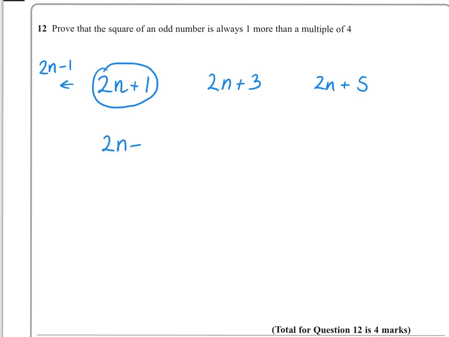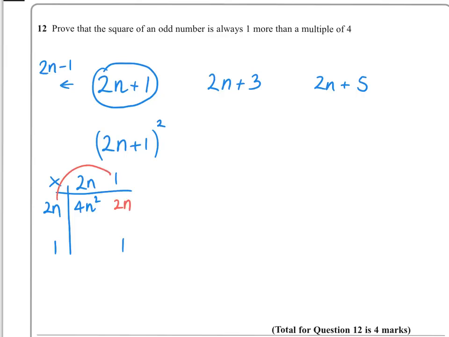We're now going to square it. So don't forget how to square a bracket. You don't just square the first and the last. So 2n all squared is 4n squared. 1 squared is 1. You also have these parts, 2n by 1, which gives 2n, and 1 by 2n, which would give 2n. So we'd have 4n squared plus, well, 2n and 2n is 4n, and then finally the 1.